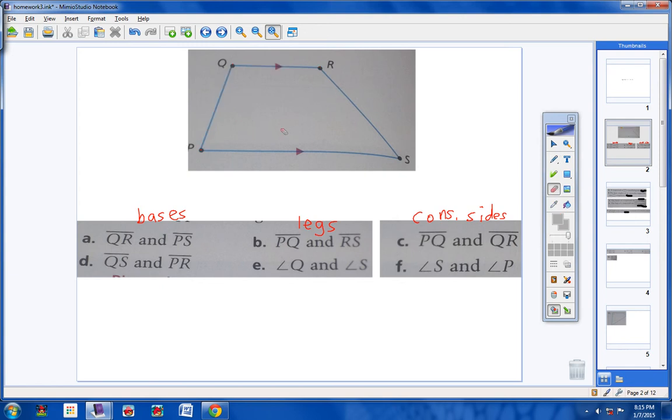Alright. Moving on to letter D here. Okay, we're dealing with QS and PR. And those are called diagonals. Okay? Diagonals. So there we go. Diagonals.